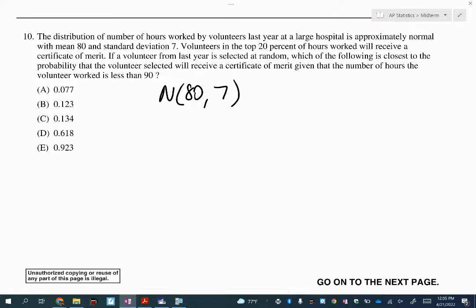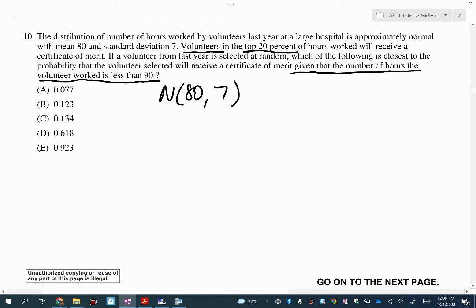It says volunteers in the top 20% of hours worked will receive a certificate of merit. Okay? So we're trying to find out if they're going to be in the top 20% to get a certificate of merit. If a volunteer from last year is selected at random, which of the following is closest to the likelihood that the volunteer selected will receive a certificate of merit given that the number of hours they worked is less than 90? There's a lot going on there. I'm going to leave that to the end.